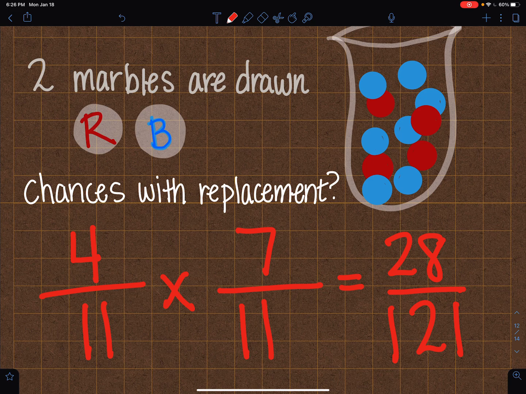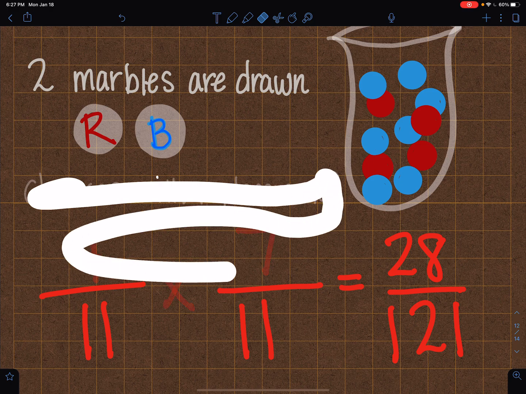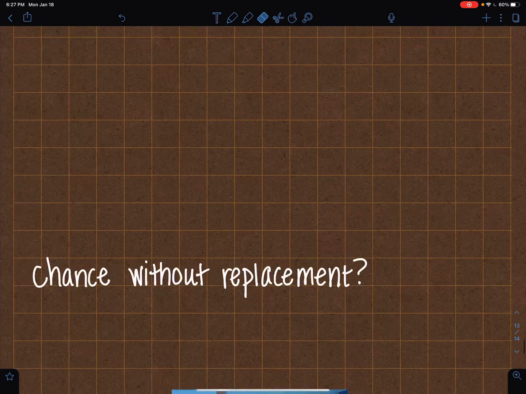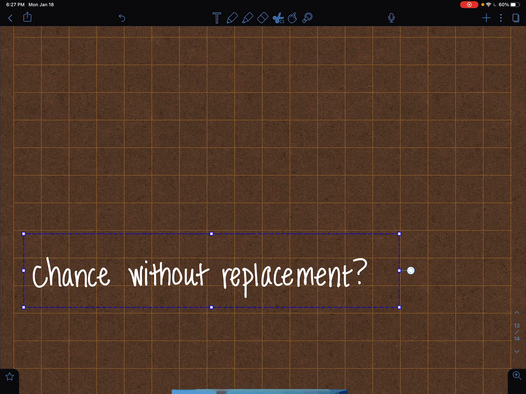So that's interesting. Do you want to do it with replacement or without replacement? If you pull out a red and then you keep it out, I would say you would want to keep it out because then there's a higher chance you're going to get a blue the next time, because there's one less red in there to confuse the issue. But let's see if that's true. So I'm going to erase all this because we figured that out. It's 28 over 121.